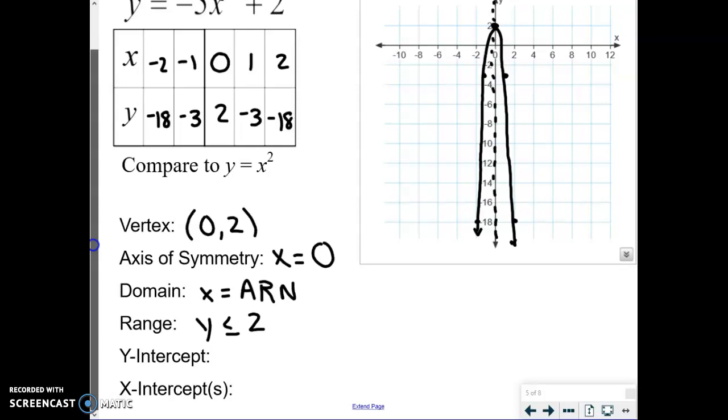Now again, the y-intercept, where does it cross the y-axis? In this case, the answer is it crosses the y-axis at 2. So the y-intercept in this case would be y equals 2, which also happens to be the vertex, but it's where it crosses the y-axis. And our x-intercepts in this case, which are just a little bit different, because with this one, it's not an exact value. Notice it crosses somewhere between when the point is at the vertex of (0, 2), and then between that and then (-1, -3) and (1, -3).